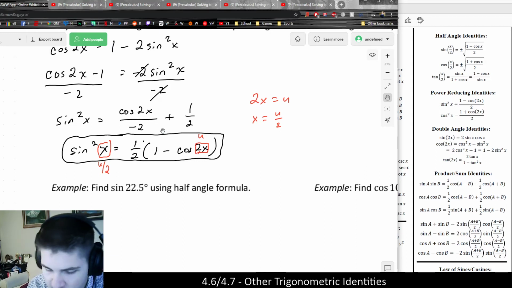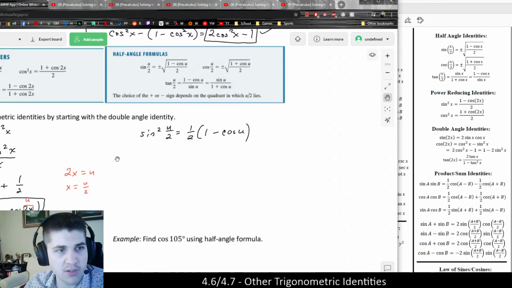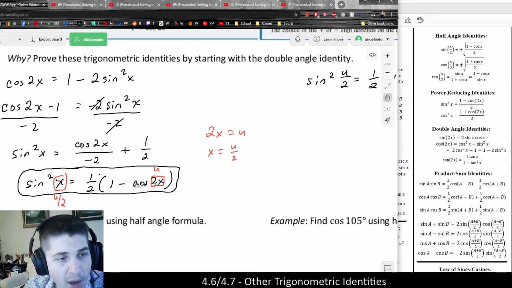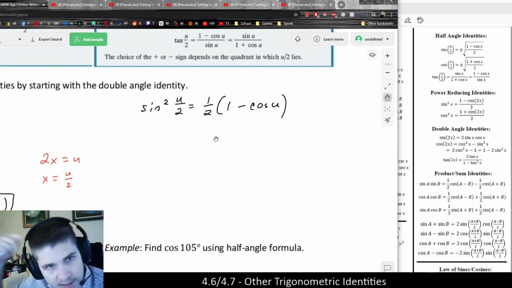This would leave me with the sine squared of u over 2 is equal to 1/2 times 1 minus the cosine of u after applying that u substitution. Sorry, you could not see what I was writing, but I was just taking exactly the power reducing identity for sine and applying that u substitution.